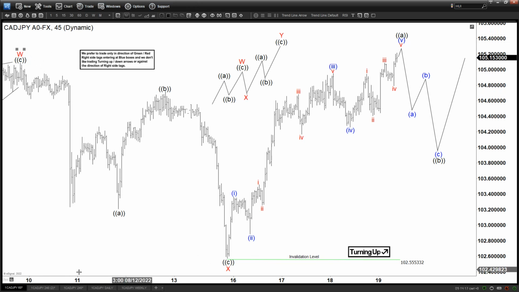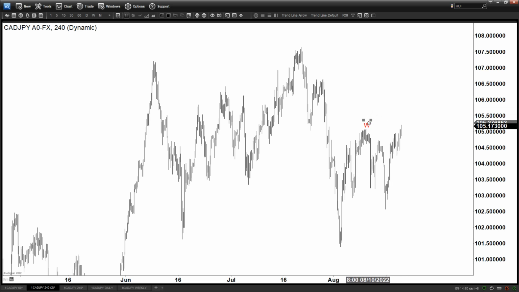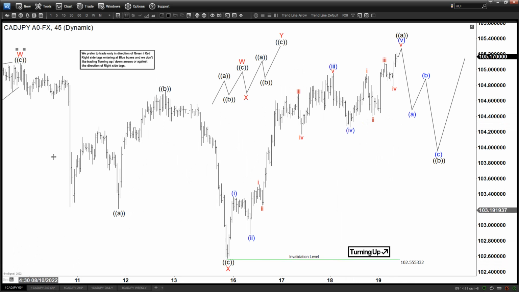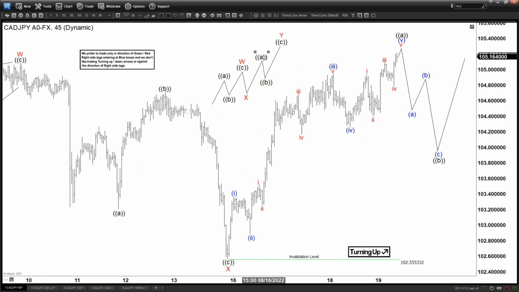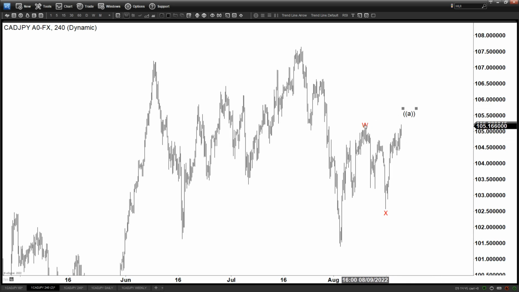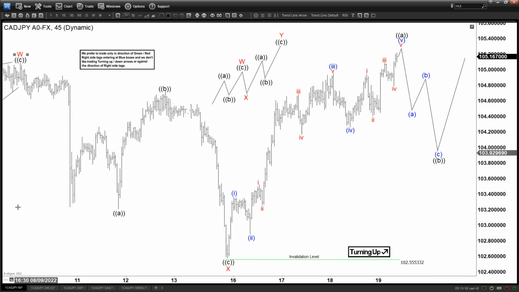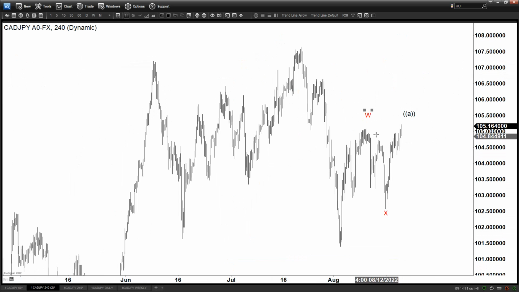So let's put this label here. The W is located here. This is the W and this is the X over here. Now we should be looking for the Y leg to the upside, and in the Y leg to the upside we are looking to finish this E over here. This E here should be ending here. So we can see in the 1 hour the C over here. So again, based on this you can conclude the A must be here, the B must be here.